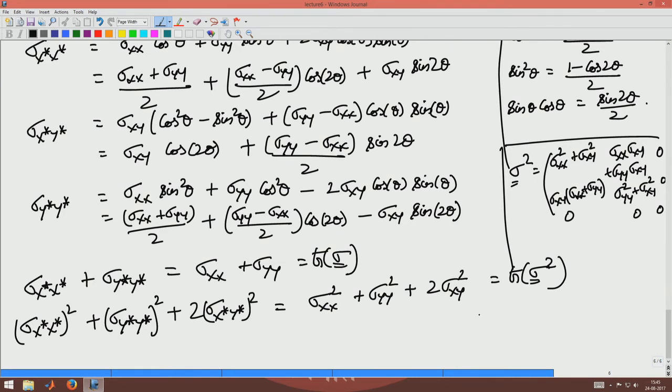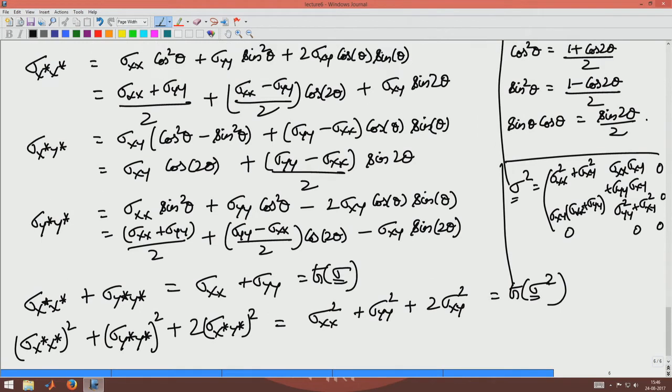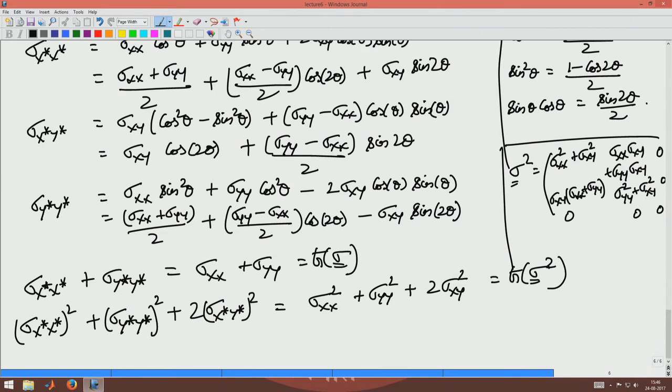Now, to see this, what I do is I have to square and simplify. I leave it as an exercise for you to show that. So, you can show that these two relationships hold. And of course, you know that determinant of sigma is the same as determinant of sigma star. So, this is 0, both of them are.